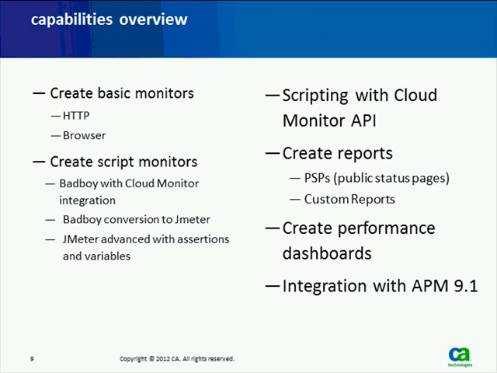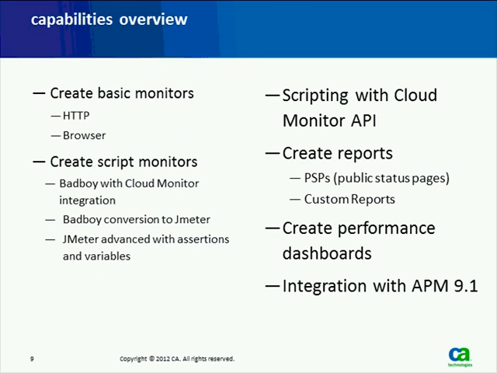We also have script monitors. Again, we use the Bad Boy Recorder to record those scripts. It's a very simple recording mechanism. Click a start button to record, walk through your transaction, hit a stop button, save that script off, and you can upload that into Cloud Monitor and use that script to run synthetic transactions. JMeter is the recording mechanism that provides us a little more depth. There are two mechanisms we use for recording: Bad Boy and JMeter. I'll touch on those in a little more depth later on in the presentation.